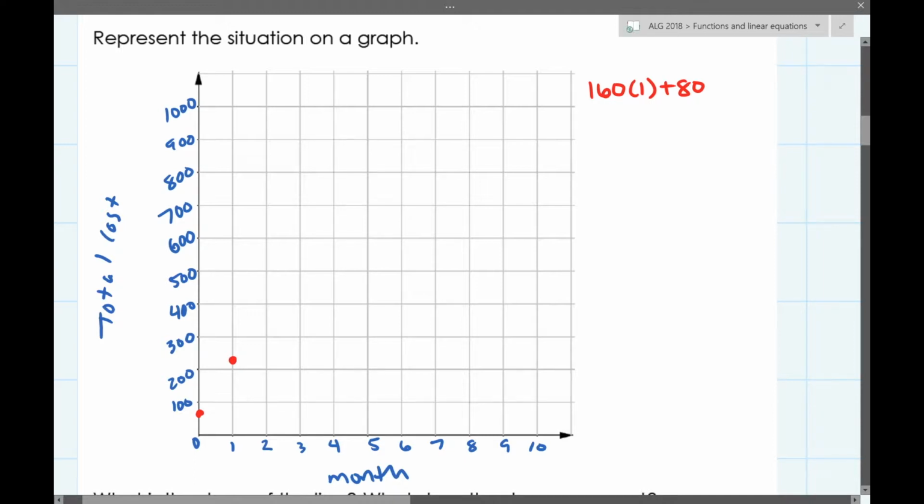Okay. Now when you graph, I don't need us to graph a lot. I just need us to graph a little bit. So I only need 3 dots. So the first dot, the second dot, and then the third dot.